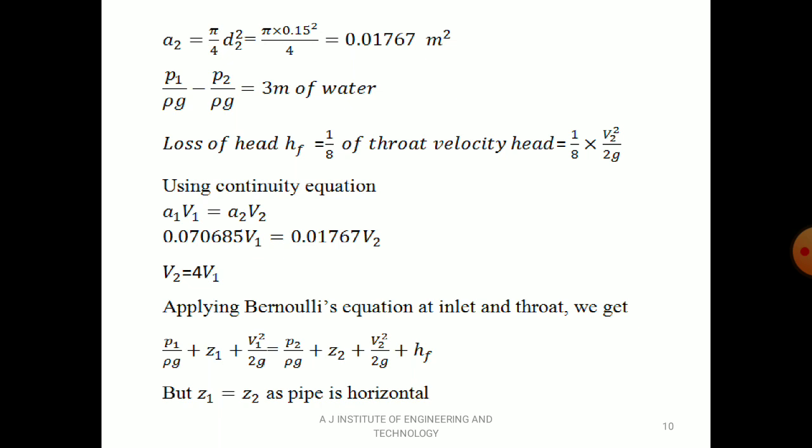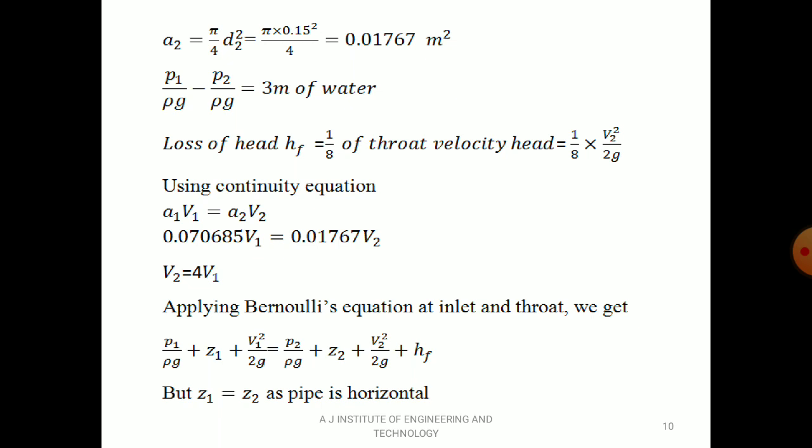Then using the continuity equation, we can get a relationship between V1 and V2, because the V1 or V2 value is not given in the problem. So A1 V1 equal to A2 V2. The A1 value is 0.070685. The A2 value is 0.01767. So just substitute: 0.070685 V1 equal to 0.01767 V2. So V2 equal to 4 V1. So V2 is greater than V1. From this equation we can conclude that V2 equal to 4 times V1.